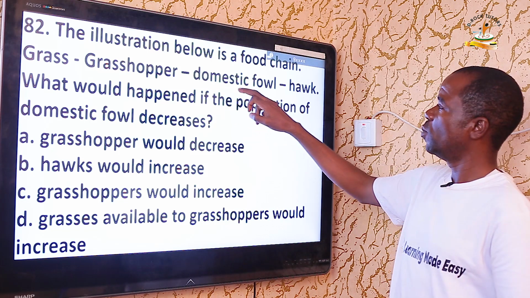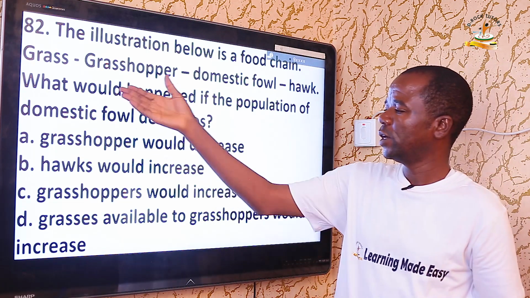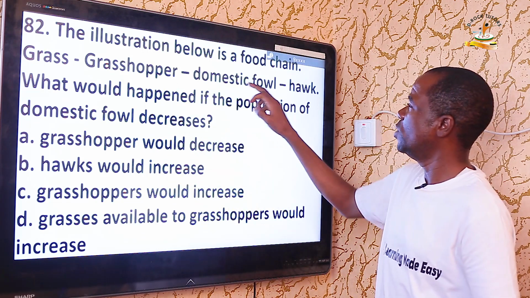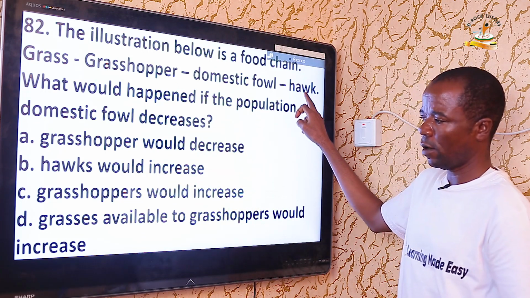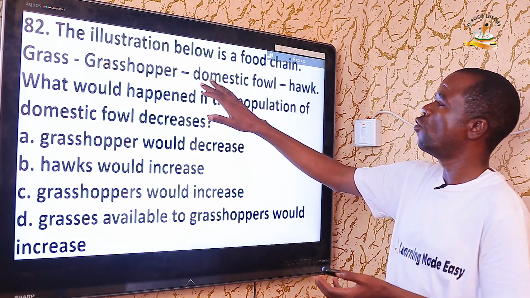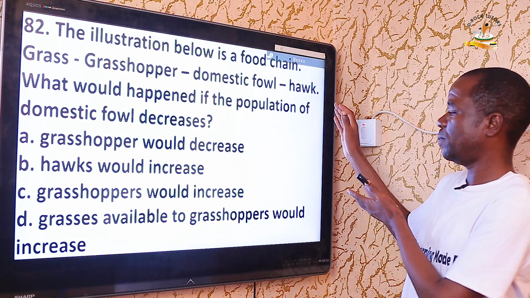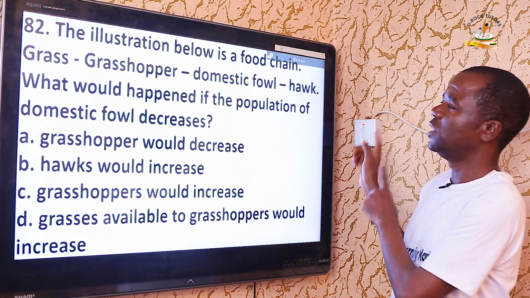If the population of domestic fowl decreases, what will happen? If you look at the option here, domestic fowl is fed on by hawk. So which means if the population of domestic fowl decreases, there will be lesser food for the hawk. So we expect that the population of hawk will decrease.